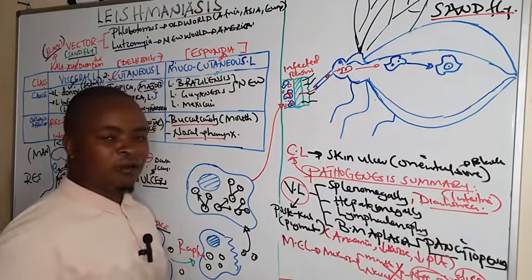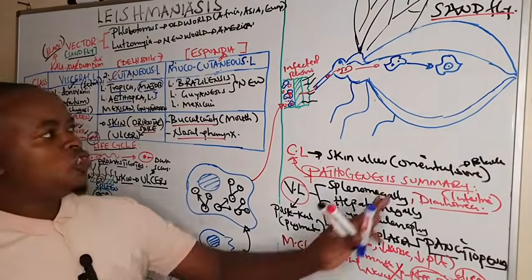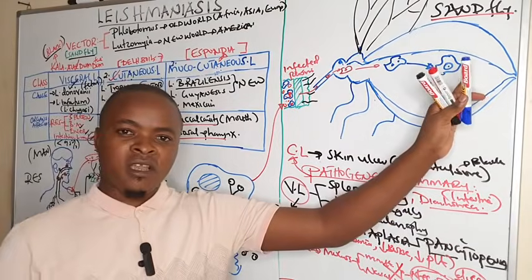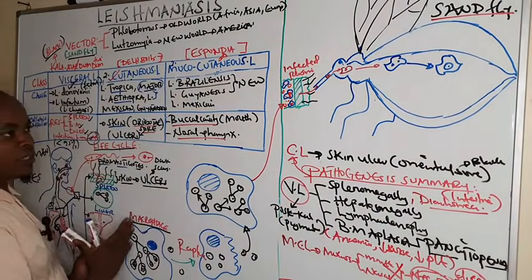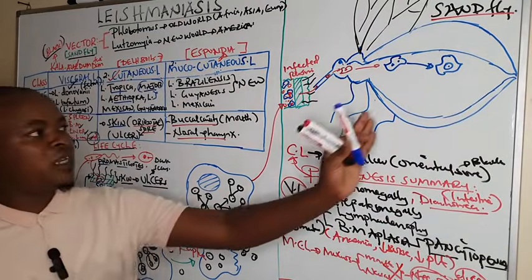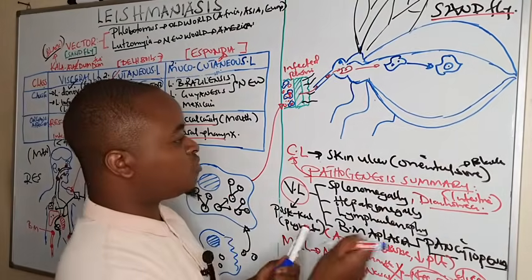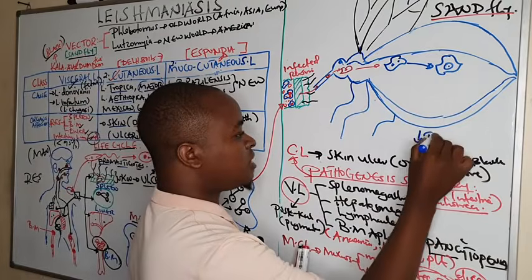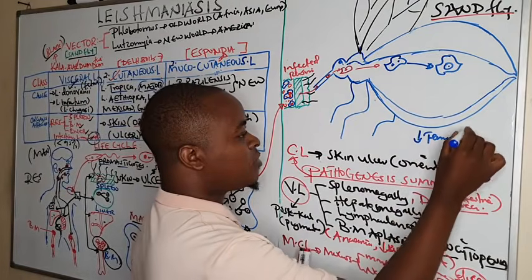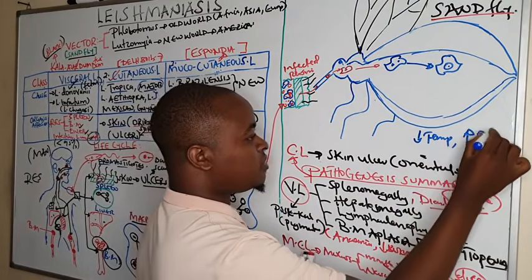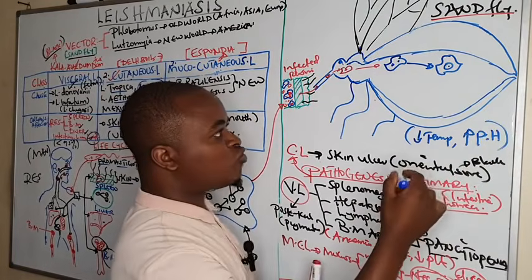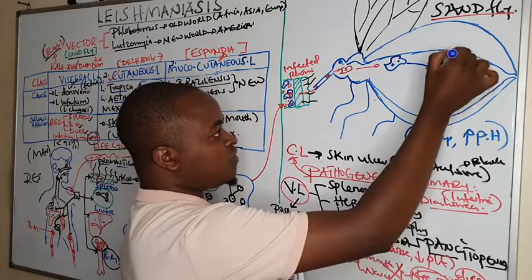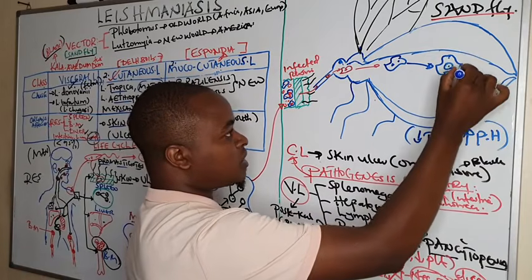So when these macrophages containing the amastigotes reach the gut, there is a change in the temperature. That is, a decrease in temperature, because we know in man temperatures are high, 37 degrees. But in the sandfly, temperature tends to reduce. So due to decrease in temperature and increase in pH, these two conditions are going to trigger, after digestion of the macrophages, the release of the amastigotes.